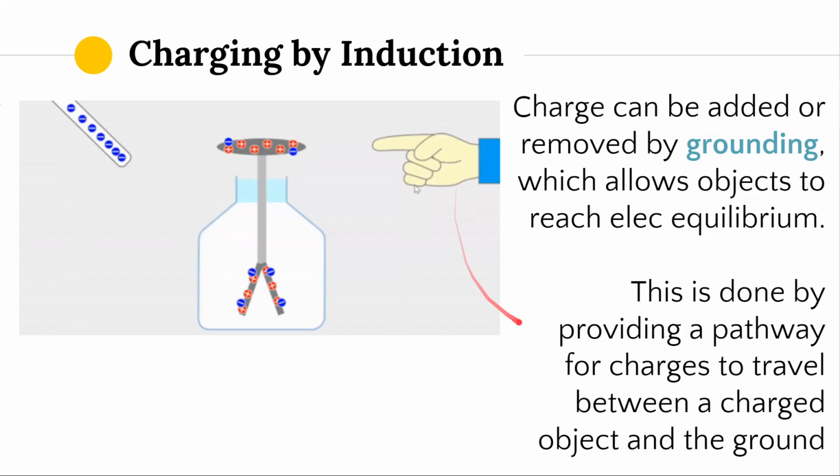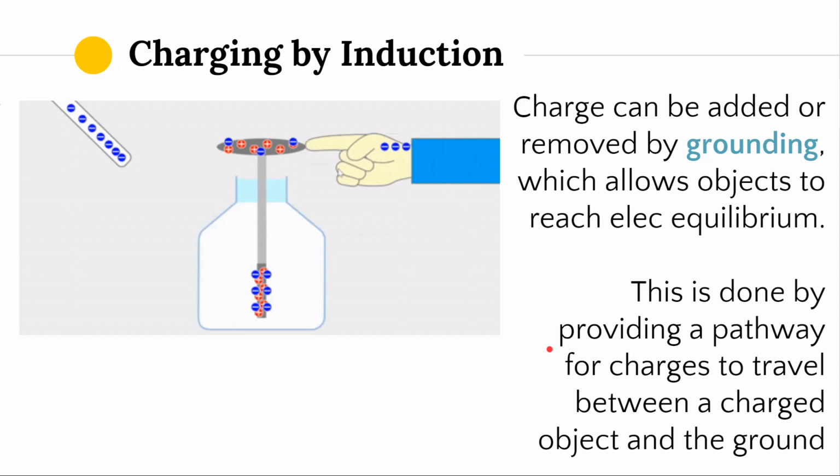Okay, so here is another way to charge by induction. One of them was causing polarization of two objects that were touching and separating them. The other involves another step called grounding. Charge can be added or removed by grounding, which allows objects to reach electrostatic equilibrium.